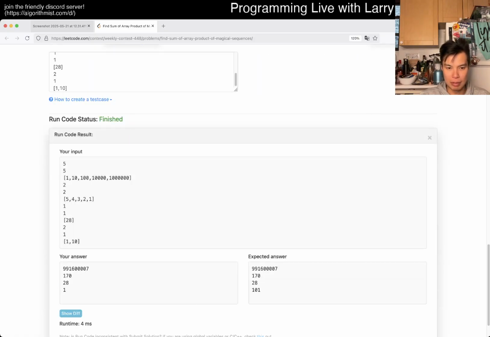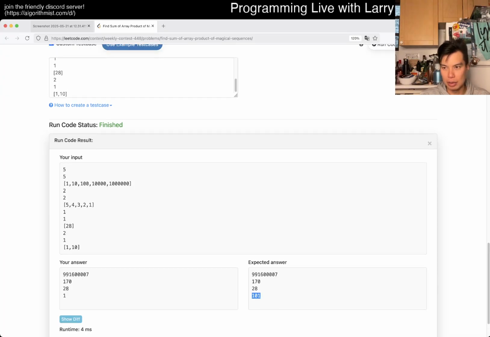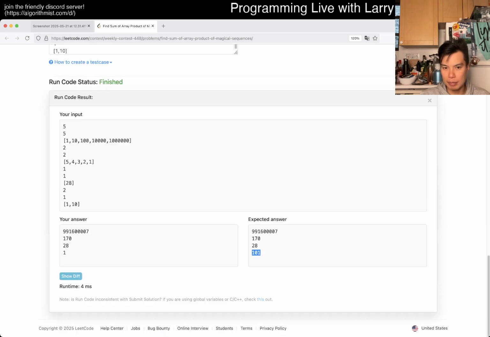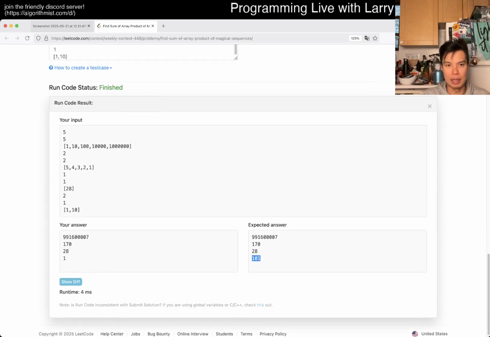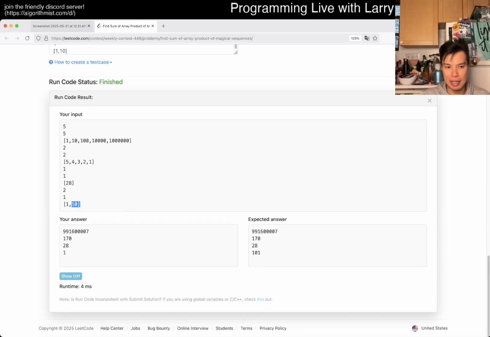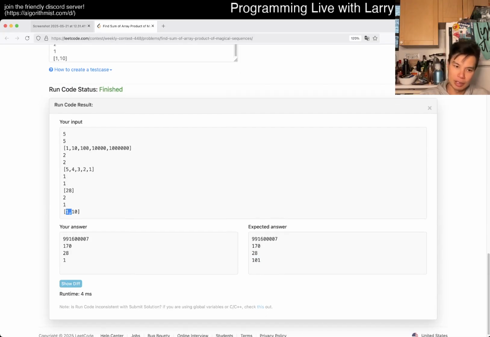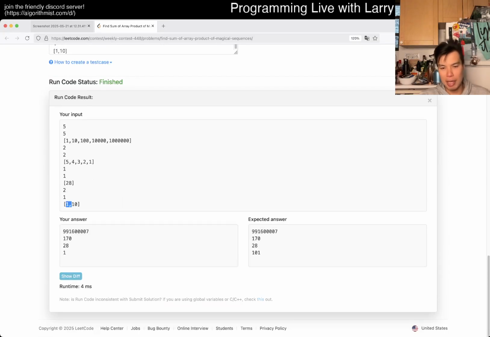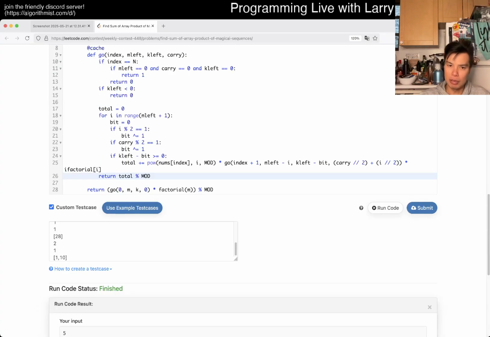I'm just trying to see where I can figure it out. So the expected answer is 101 because, why is that? M is, oh yeah, so it means that it is 10 and 10, and then 1 and 1, and then you sum it together, right? My answer is 1, so that's a little bit awkward. Why is that 1?